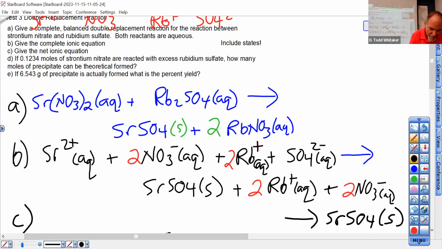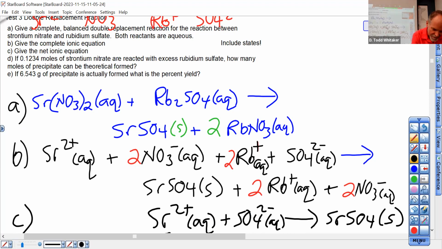What ion gives Sr? Look over here. Which ion has Sr? That's the one. Copy it. Tell me it's dissolved in water. What other ion contributed to making the precipitate? SO4 2 minus. Copy it from the previous line.